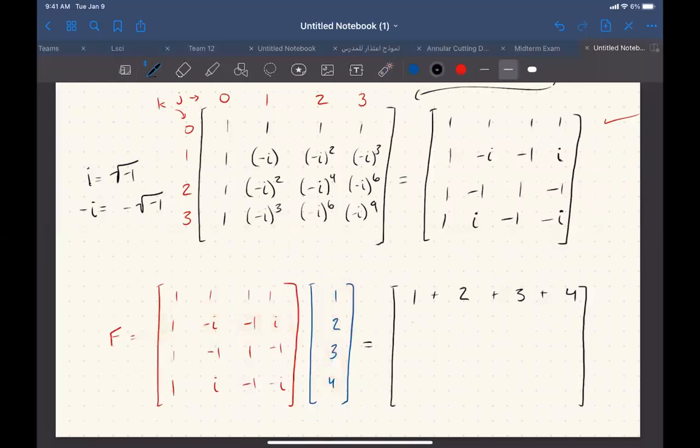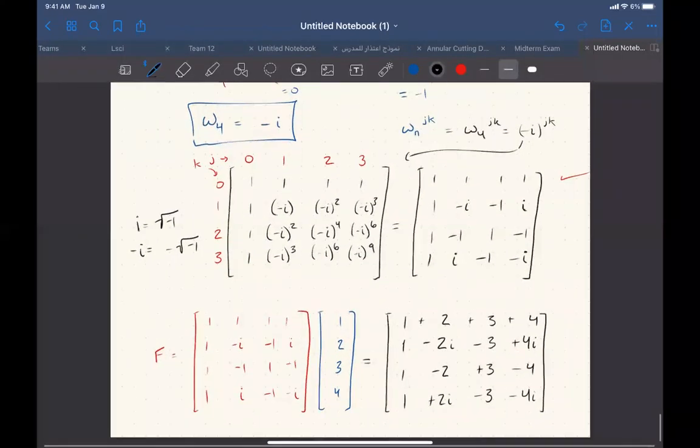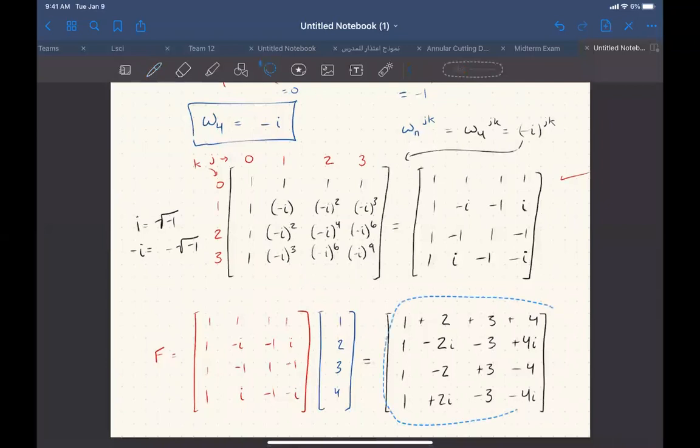We have 1 times 1, so that's 1 minus 2i minus 3 plus 4i. The next row will give us 1 minus 2 plus 3 minus 4. And then the final row will give us 1 plus 2i minus 3 minus 4i. Let me copy this and put it on the next page.